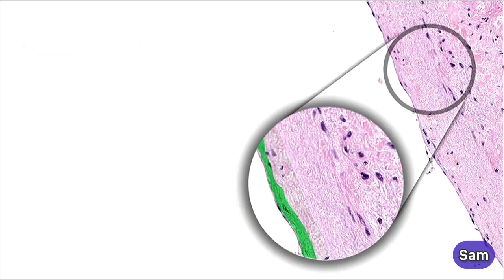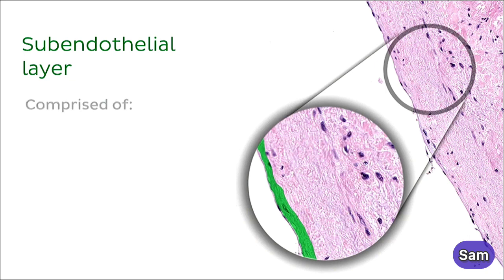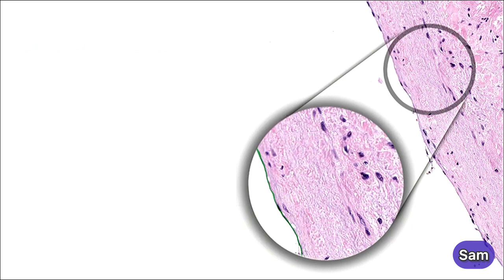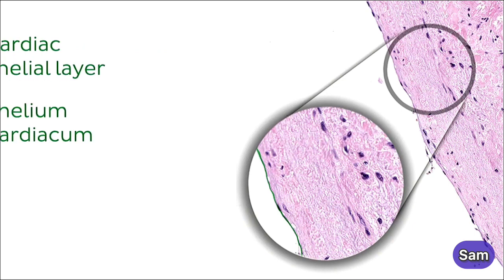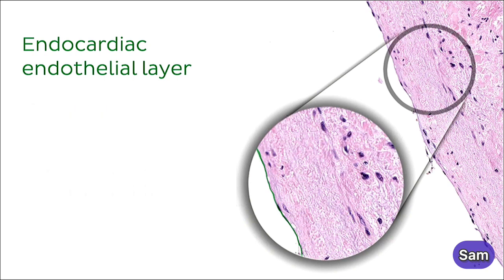The next layer is the subendothelial layer, which we can now see highlighted in green, and is comprised of connective tissue as well as some smooth muscle cells, and is the middle layer of endocardium, situated between the subendocardial layer that we just discussed and the endocardiac endothelium, which we'll look at next. And finally, we've come to the last layer of the wall of the heart. The innermost layer of all, the endocardiac endothelium, is a single cell layer of simple squamous epithelium lining the chambers of the heart, and is therefore the layer that is actually in contact with the blood itself.